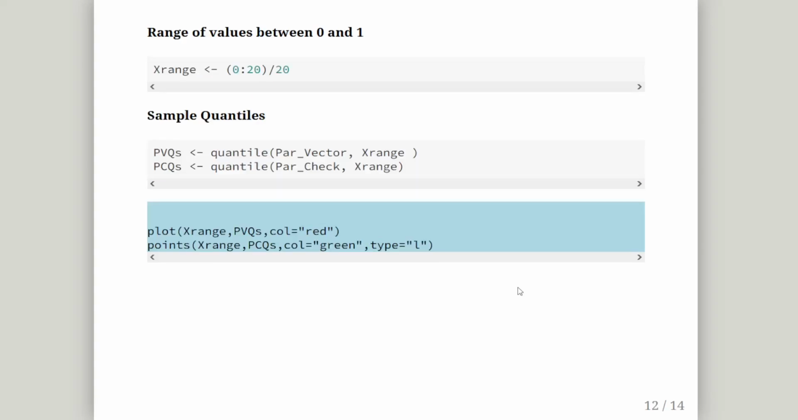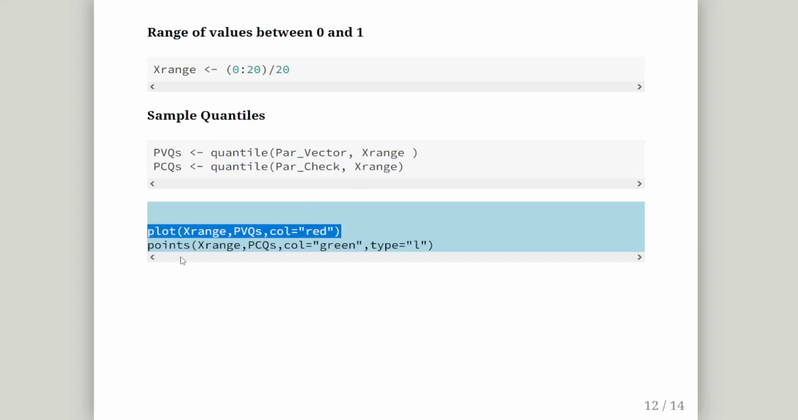We can graph this just to go a little bit further with it. And what I'm going to do here is just set up a range of values. This is the values between 0 and 1, graduated by 5%, 0.05. So it's 0, 0.05, 0.1, and so on. That just creates that. And what I'm going to do is just calculate the quantiles from both power vector and power check, PVQ and PCQ, okay? Just the power vector quantiles and the power check quantiles. So I'm going to use that command there, quantiles. And this just actually specifies the quantiles I want, because that's what we're graphing essentially.